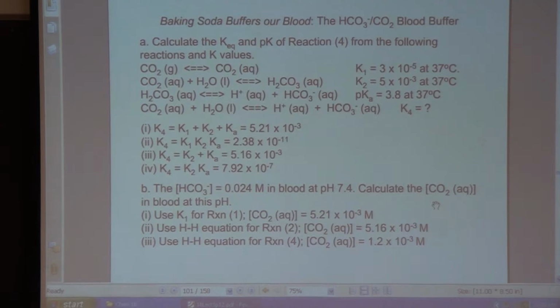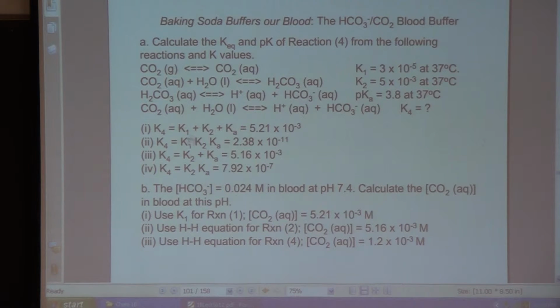Okay, so can it be choice number 1? Use K1 for reaction 1. So reaction 1 is this one here. Would you want to use this one to calculate the CO2 aqueous concentration, given the information here? No. Because note that you're given the pH and you're given the HCO3 minus concentration, and then H plus and HCO3 minus are not in reaction 1, so you don't want to use this one.